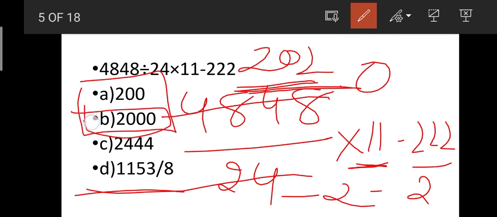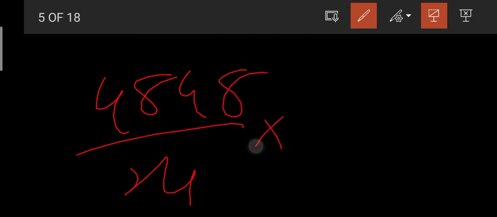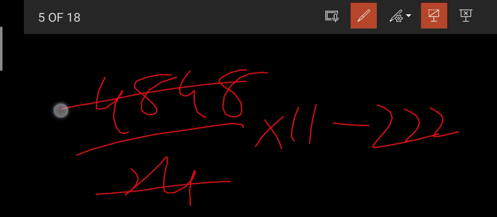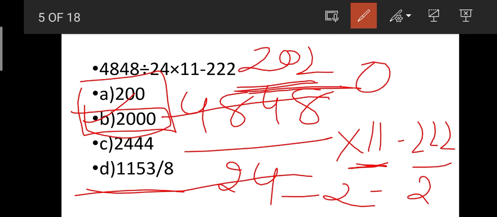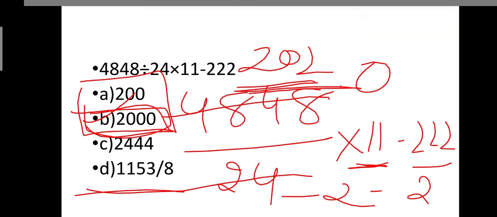Okay, so we got the answer very quickly in just simple steps. 4848 divided by 24, into 11, minus 312. You can observe here it is ending with 2. If we multiply 2 with 11, then it should also be ending with 2, and if we subtract a number which has the last digit 2, then our answer should be ending with 0. Okay friends, so from the options we can select the answer, that is 2000. I hope you have understood this clearly. This is a very simple logic.